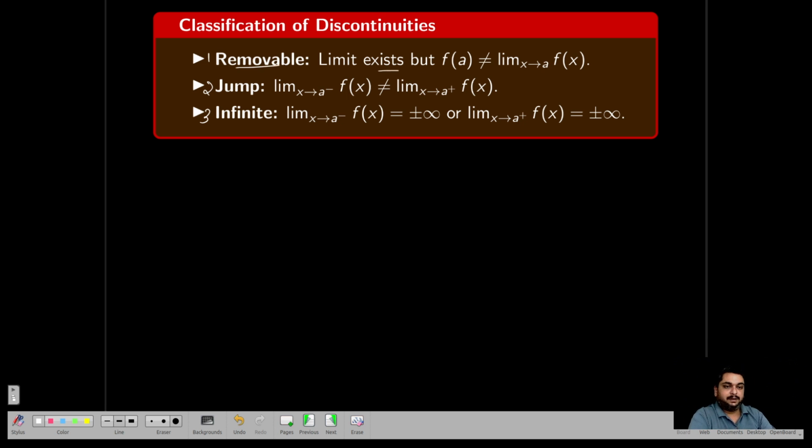Removable: the limit exists, but f(a) is not equal to the limit of f(x) as x approaches a. That is the previous case, right? We have seen. So the limit exists, but f(a), first point; second, you get the limit; and third, f(a) should be equal to L. If the first two exist and this doesn't hold, then such a discontinuity is called removable discontinuity.